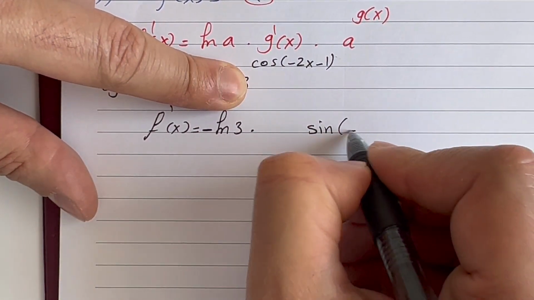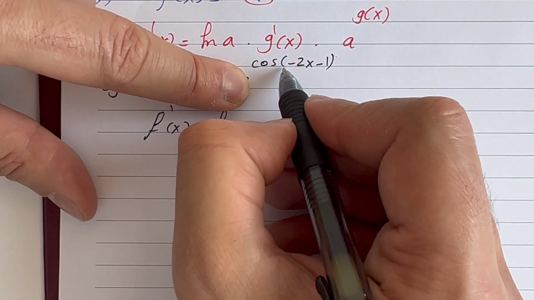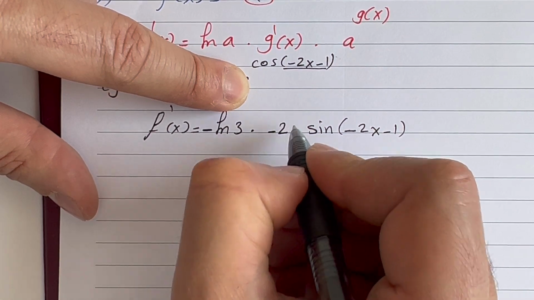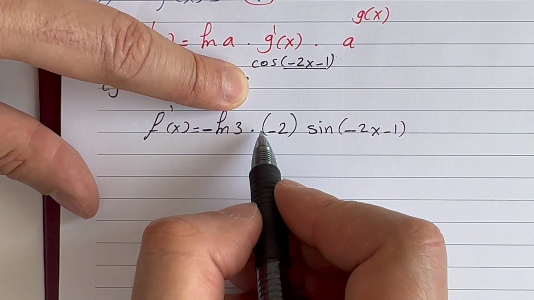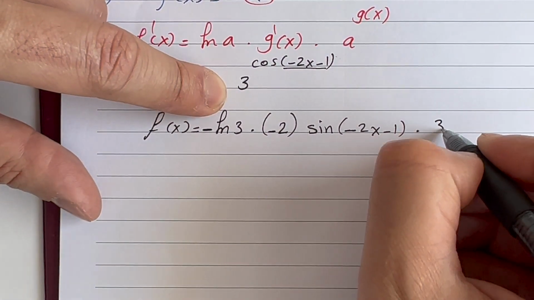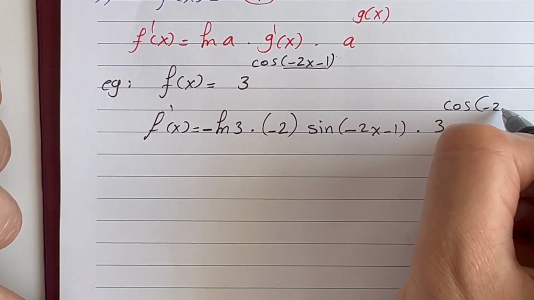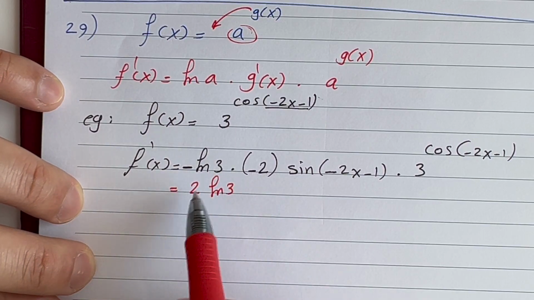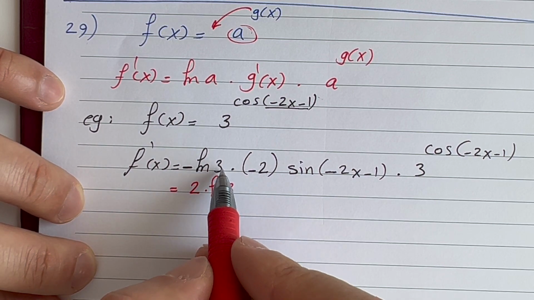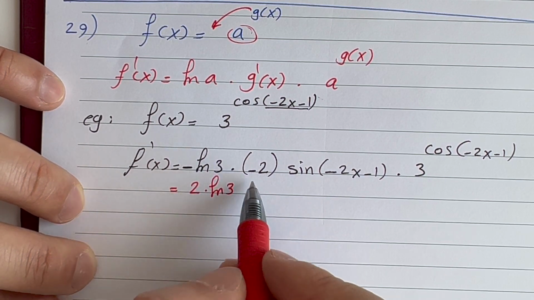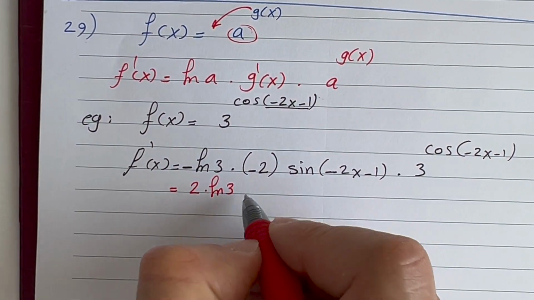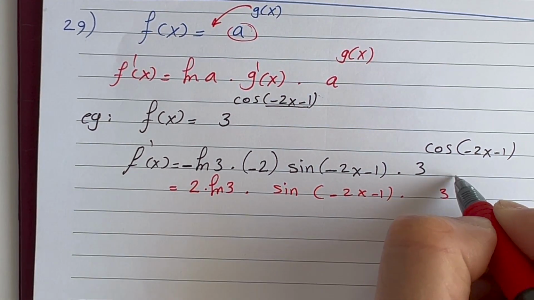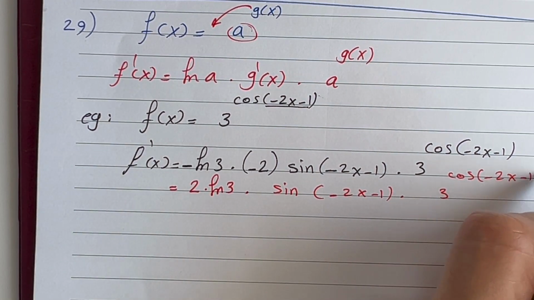Sine, and the angle stays the same. But since the angle has a linear function, the derivative of it is negative 2. So again, I will multiply by negative 2. I have to put parentheses to look like multiplication. Now times the exponential function itself, 3 to the power cosine negative 2x minus 1. Negative times negative is positive, and we drop the number 2 at the beginning. We don't multiply 2 times 3 because this is ln 3, we cannot say ln 6. You cannot do that. Times sine of negative 2x minus 1 times 3 to the power cosine negative 2x minus 1.